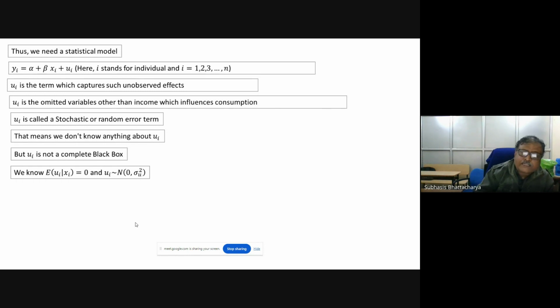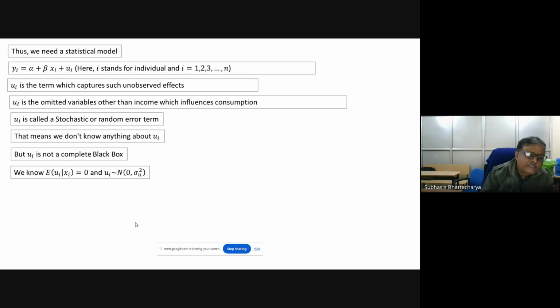Distributed means what? What is the meaning of the distribution? Distribution means the properties of a variable. Like what properties? Descriptive statistics, like mean, median, mode, variance, skewness, kurtosis. These show the distribution pattern, how it is distributed. So the first property of this unobserved factor is that its expected value is 0. And the second thing is that this Ui is distributed normally with the expected value 0 and a constant variance.